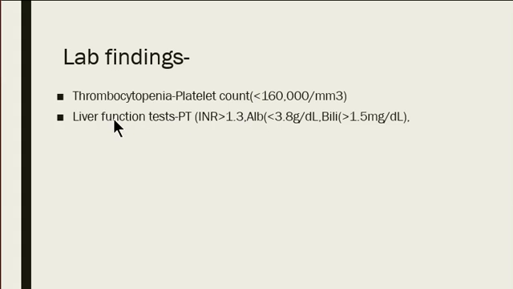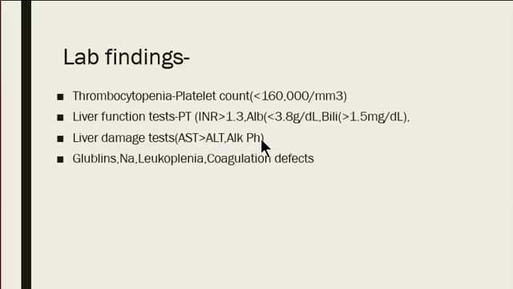Apart from that, we can do some liver function tests like prolonged prothrombin time because of the lack of clotting factors, decreased level of albumin because of the synthetic function of the liver being lost, and an increased level of bilirubin because of inadequate metabolism. Then we have liver damage tests, which would be aminotransferases and alkaline phosphatase. We would see the AST level to be greater than ALT. All of these are elevated.